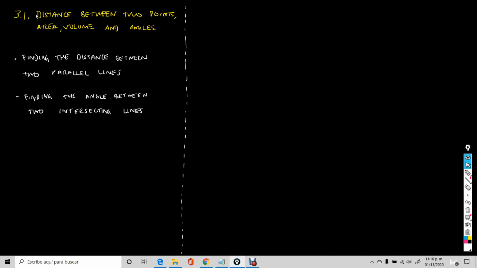Today we're going to conclude the topic, lesson 3.1, which was about distance between two points, area, volume, and angles. And you're going to notice that I'm not going to talk about area and volume yet, even though I wrote this at the beginning. We have these two topics in this lesson, but I'm going to delay these two concepts, area and volume, and we're going to look at them in fifth semester.